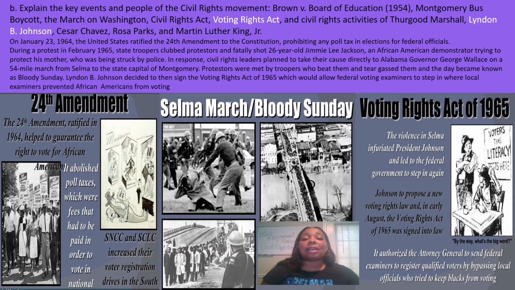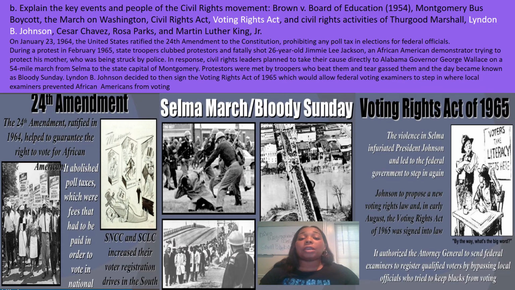During a protest against these Jim Crow laws in February 1965, state troopers clubbed protesters and fatally shot 26-year-old Jimmy Lee Jackson, who was an African-American demonstrator just trying to protect his mother, who was being beaten by police. In response to this violence, civil rights leaders planned to take their cause directly to Alabama Governor George Wallace on a 54-mile march from Selma to the state capital of Montgomery.